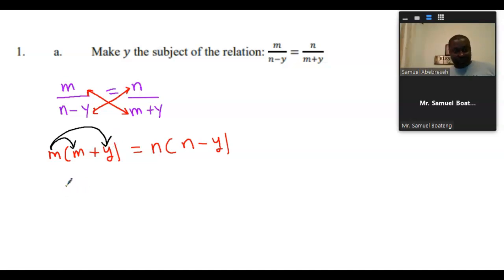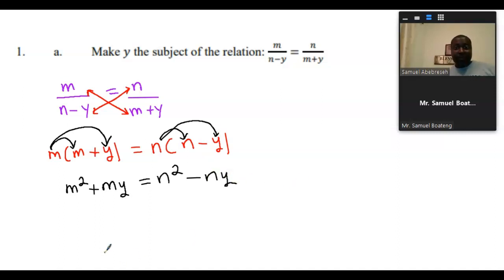So we have M times M, which is M squared on the left-hand side. And then M times Y, MY, equal to N times N, which is N squared, minus N times Y, which is NY. Don't forget that we have been asked to make Y the subject. On the left-hand side, we have MY, and then on the right-hand side, we have another Y. So what we can do is to group them, put all the Y's together.